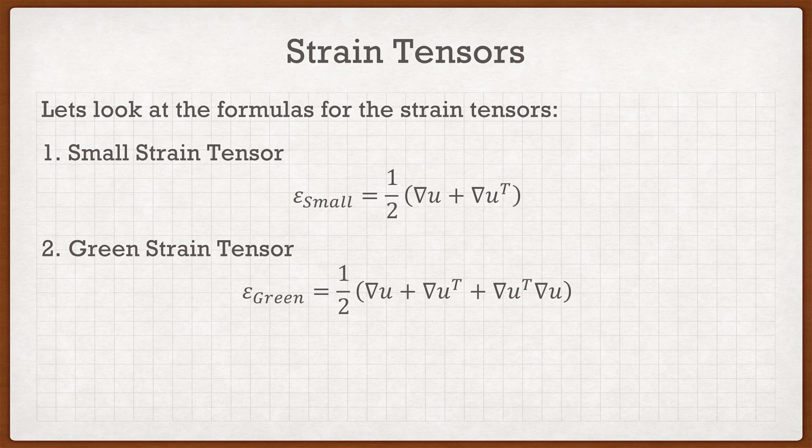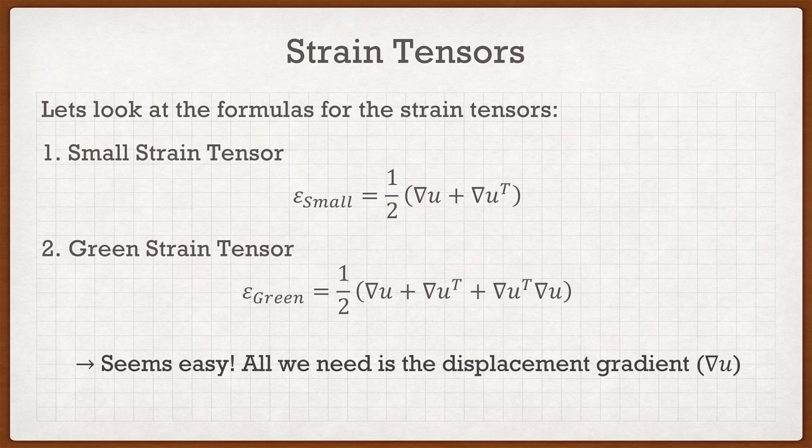The second one, the green strain tensor, oh, maybe it's a little bit worse. It's 1/2 of the displacement gradient plus the transpose of the displacement gradient, also added to the transpose of the displacement gradient multiplied by the displacement gradient. So the key factor here is, wait, all we need to find these 2 matrices and answer basically the entire question is just the displacement gradient. How hard can that be? Seems easy, right? All we need is that displacement gradient. Should be good to go. Well, is it that easy?